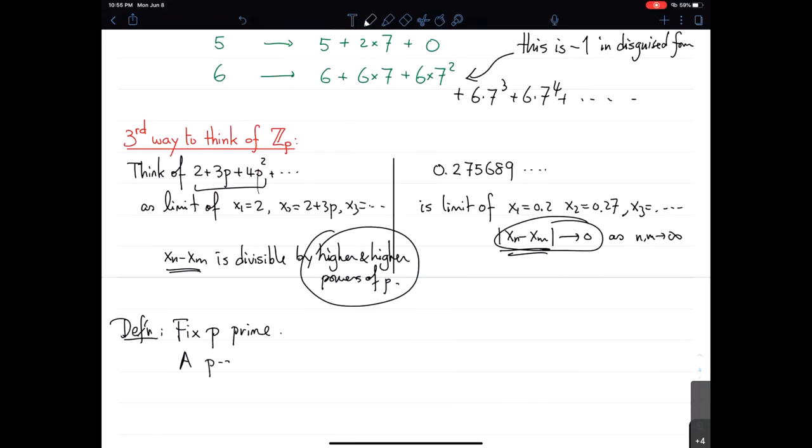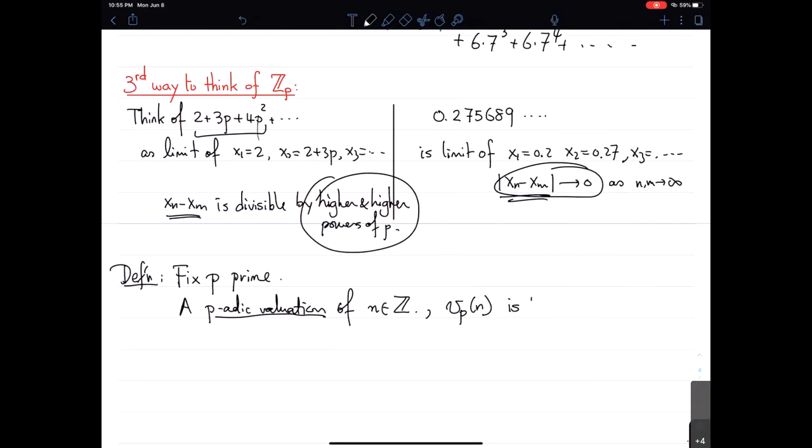A so-called p-adic valuation of an integer n, denoted by v_p(n), is the largest integer such that p to that power divides n. I think there's a notation; I'm not sure if everyone has seen it. People usually write a double bar for dividing n, which means exactly divides n.